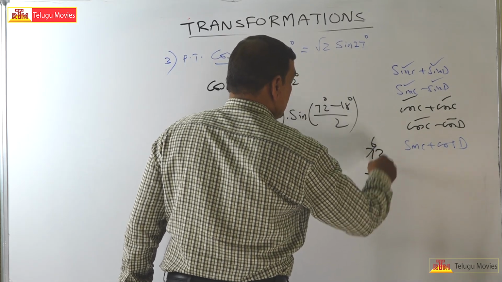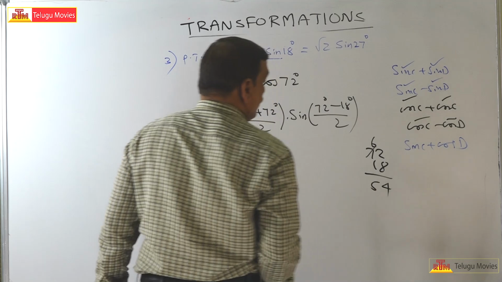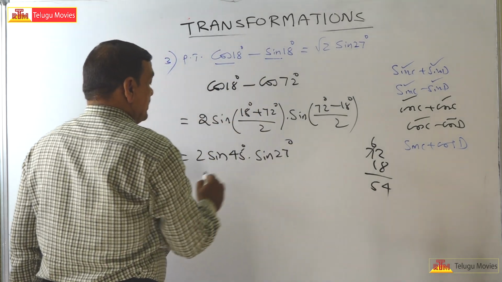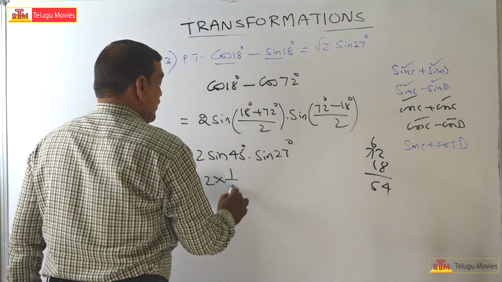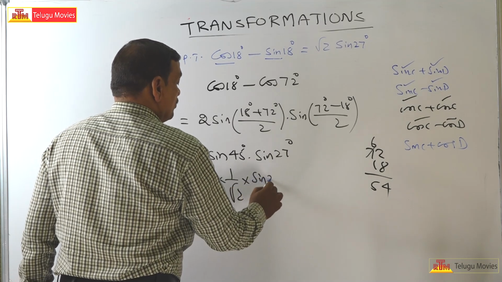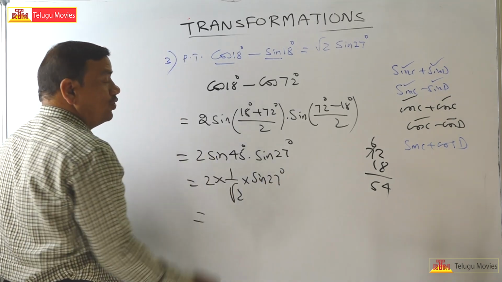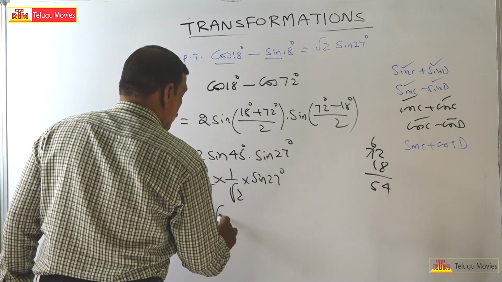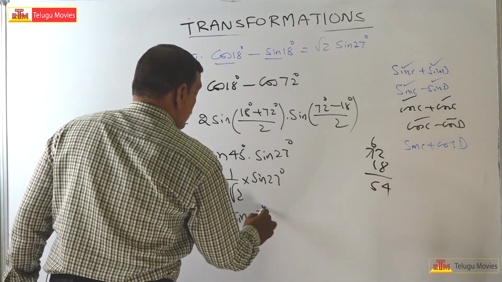54 by 2 means how much? 27 degrees. This is 2 into sin 45, 1 by root 2, into sin 27 degrees. This is equal to 2 into 1 by root 2, so this is equal to root 2 into sin 27 degrees.